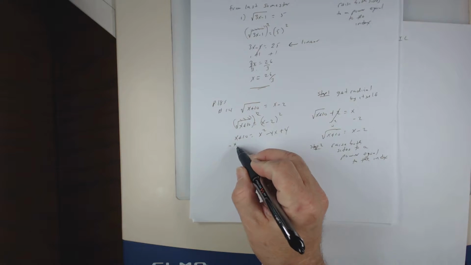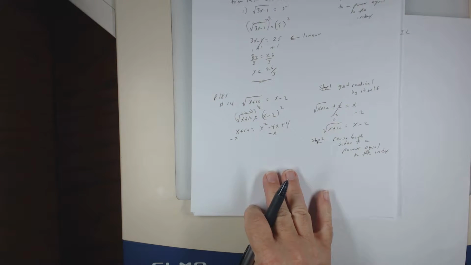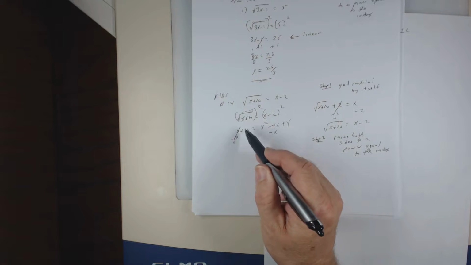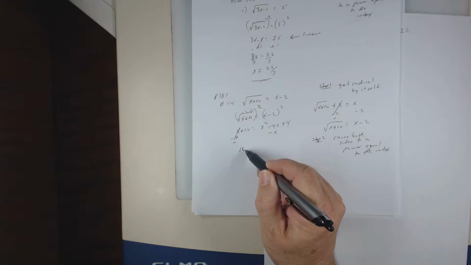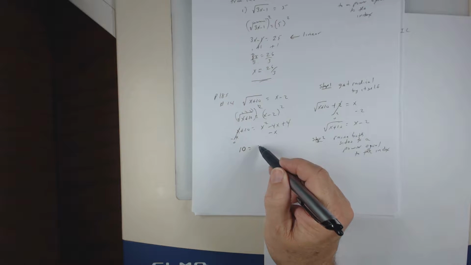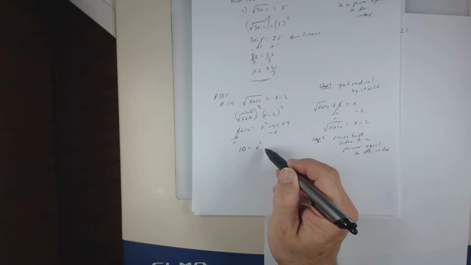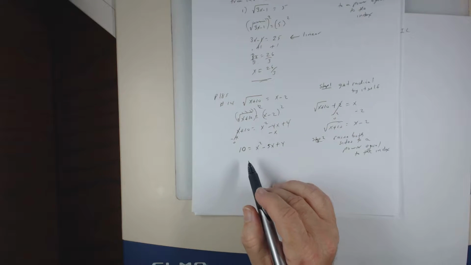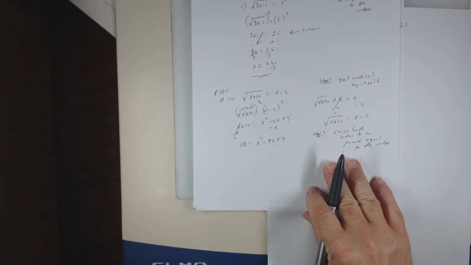So I'm going to subtract x first. And then x minus x is 0. And you're left with what on this side, the left side? 10. Over here, when I combine like terms, I get x squared, a negative 4x and a negative x is a negative 5x plus 4. And then what's the next step? Subtract 10.